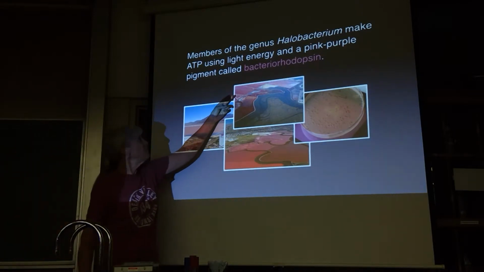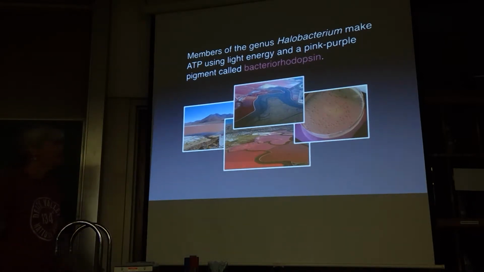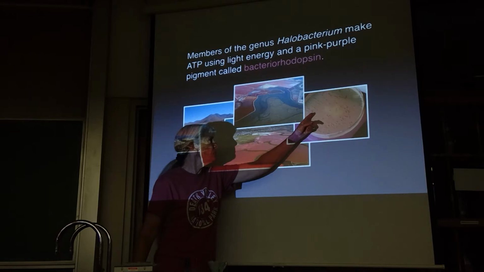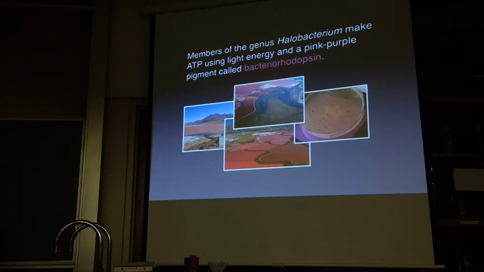So the pink color that you see here is due to the bacteriorhodopsin that the organisms produce. Here you see them growing on the plate, and this, I believe, was taken in Baja California, where they have salt evaporation ponds that are kind of in a more natural setting. At any rate, bacteriorhodopsin. This is the pigment that these organisms produce. What's rhodopsin?